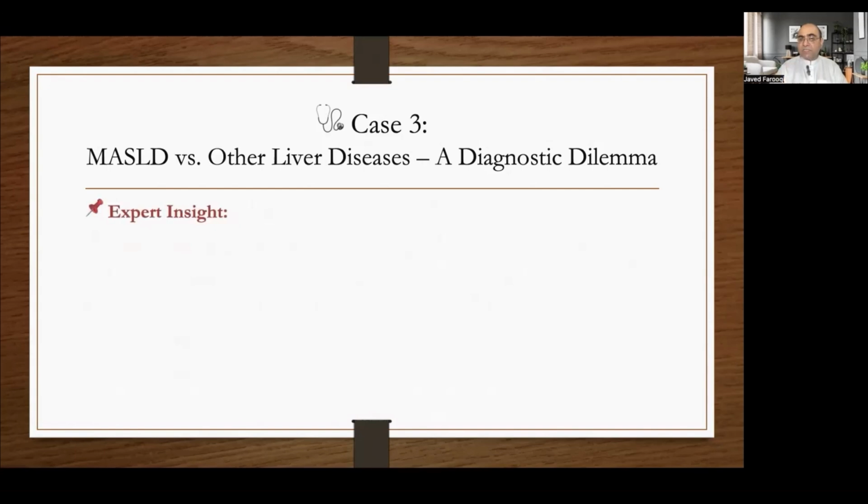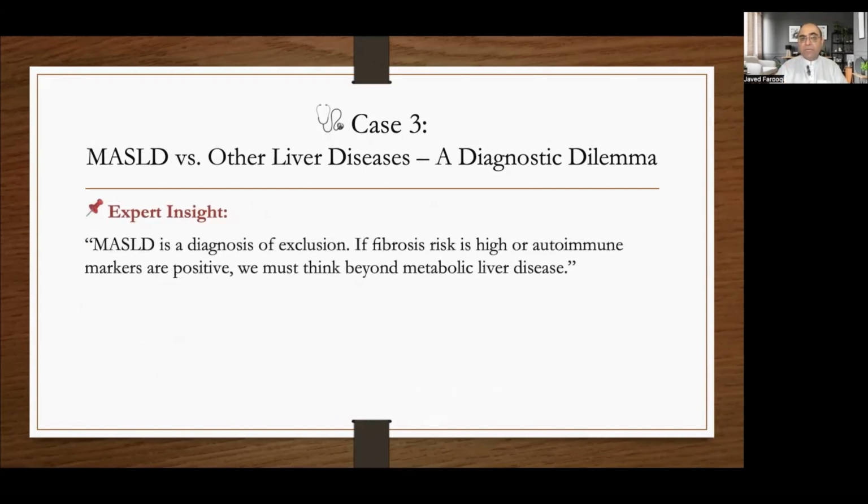So the expert insight in this case: MASLD is a diagnosis of exclusion. If fibrosis risk is high or autoimmune markers are positive, we must think beyond metabolic liver disease.